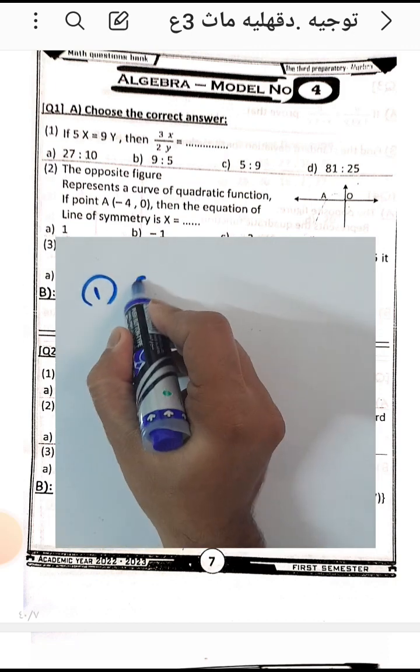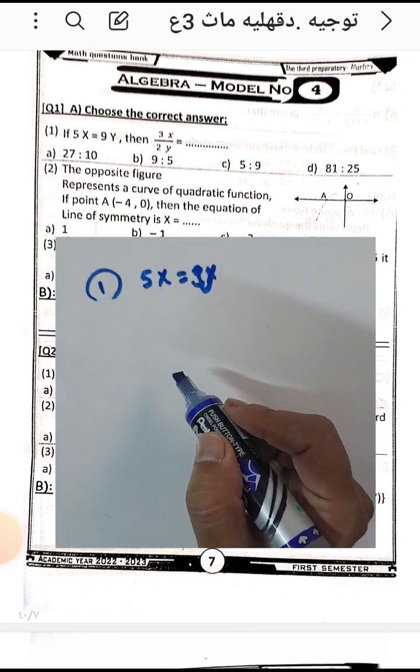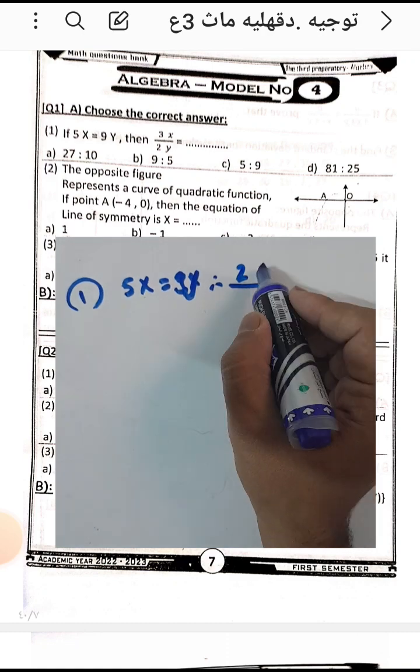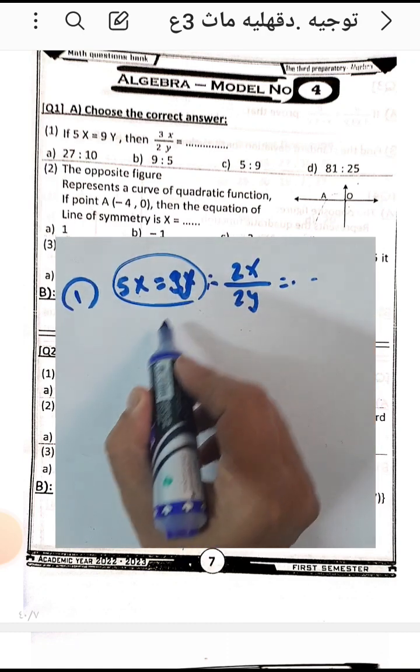Model number 4. Question number 1 shows the correct answer. If 5x equals 9y, then 2x over 2y equals what? First, we can find the ratio between x and y.